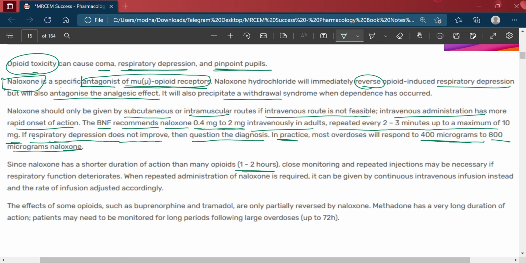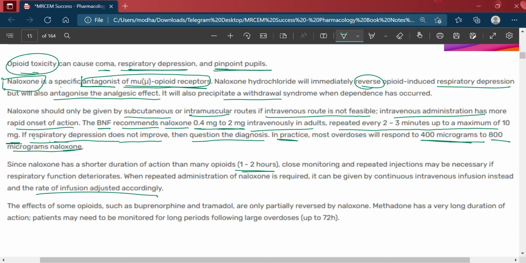When repeated administration of naloxone is required, it can be given by a continuous intravenous infusion, and the rate of the infusion adjusted accordingly.